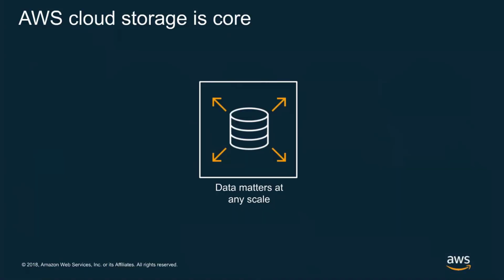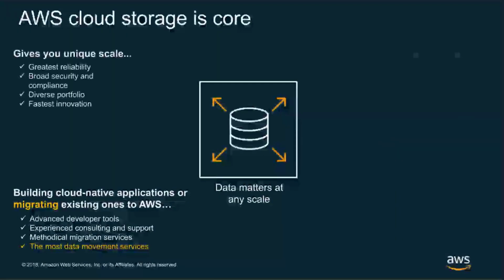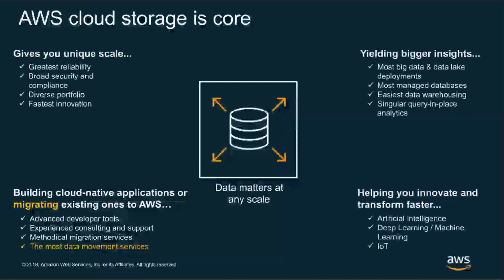At AWS, we see cloud storage as core and have a rather strong sense of conviction that data truly matters at any scale. Whether you're building cloud-native applications in AWS or migrating an existing on-prem application environment tomorrow, we aim to provide breadth of choice, including options for migration and data movement services to get the job done.